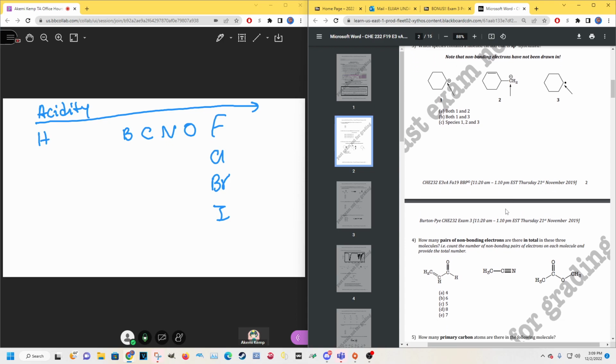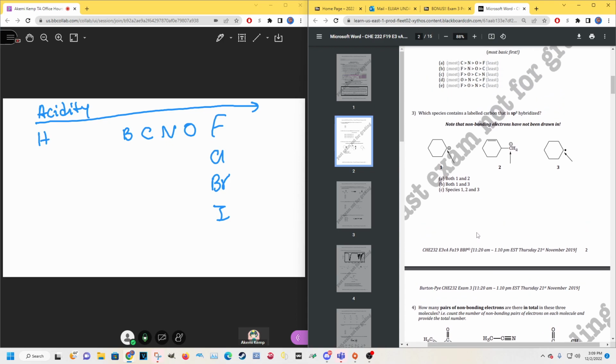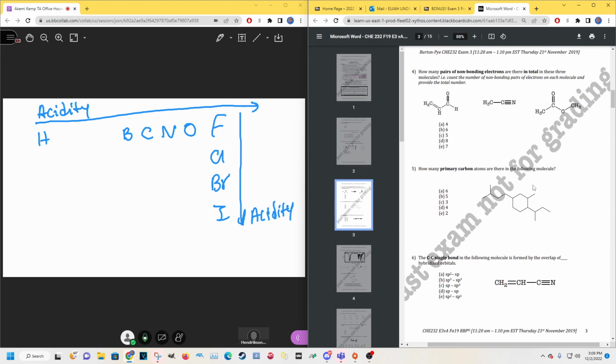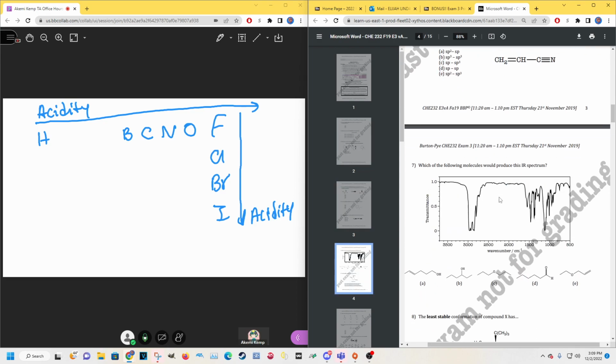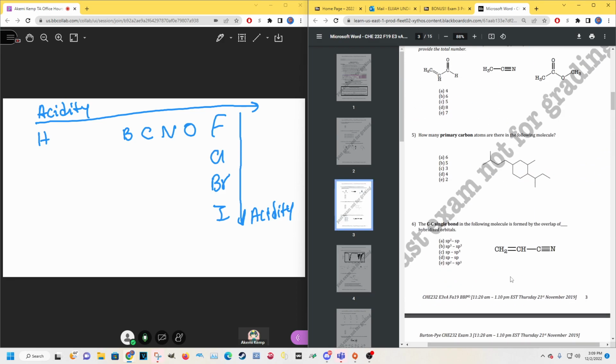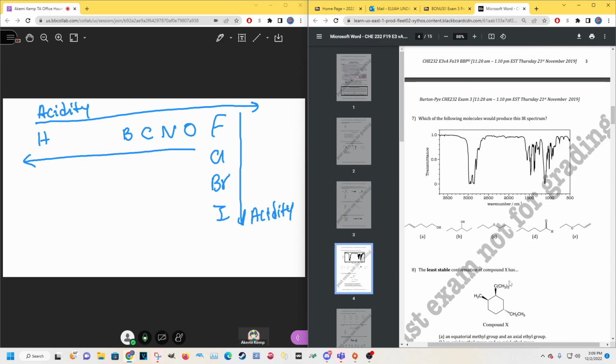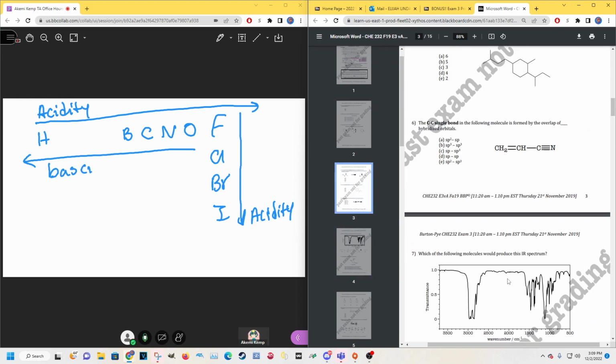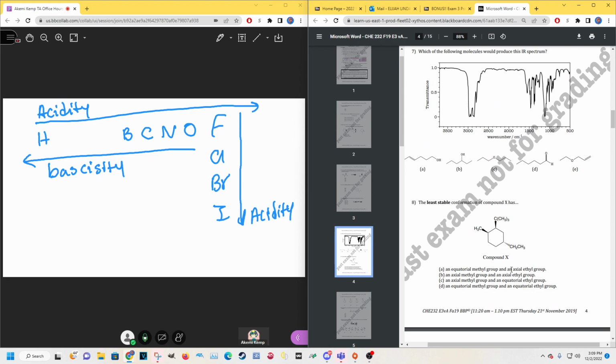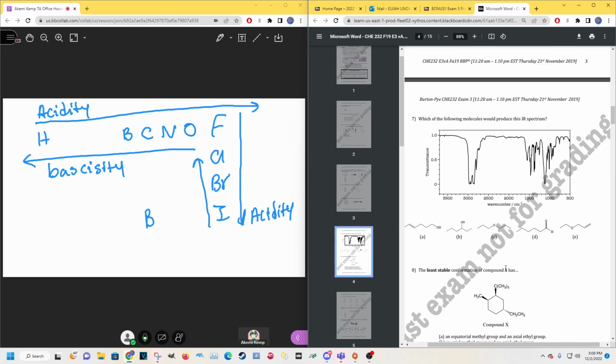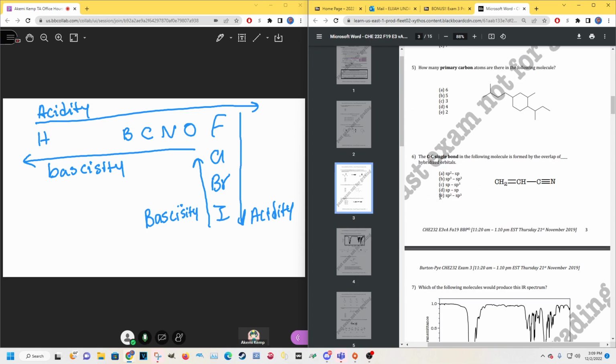So acidity increases this way on the periodic table. It increases from left to right, just like electronegativity. And it also increases going down the periodic table. So acidity increases from left to right and from top to bottom. And basicity would just be the opposite. So from right to left on the top part is where basicity increases, and from bottom to top is also where basicity increases. Okay, that makes sense. Yeah, this is the trend.